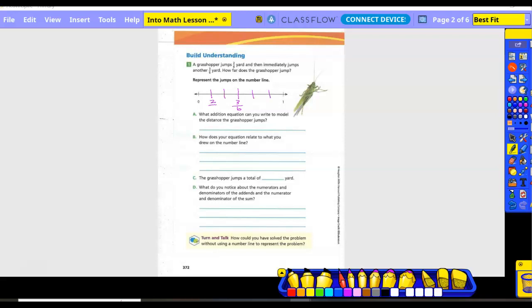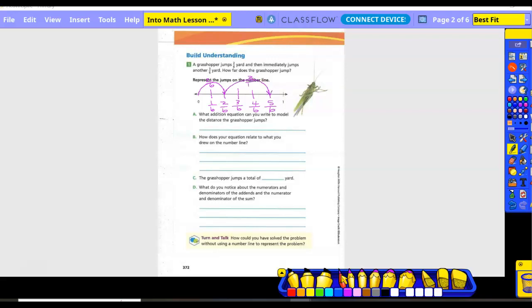So here 1/6, 2/6, 4/6, and 5/6. What was the first jump? 2/6. So I'm going to go 1, 2, and then start at 0 and have it come to here. So this was 2/6, right? How much was the next jump? 3/6. So I'm going to go 1, 2, 3, and land here at 5/6.